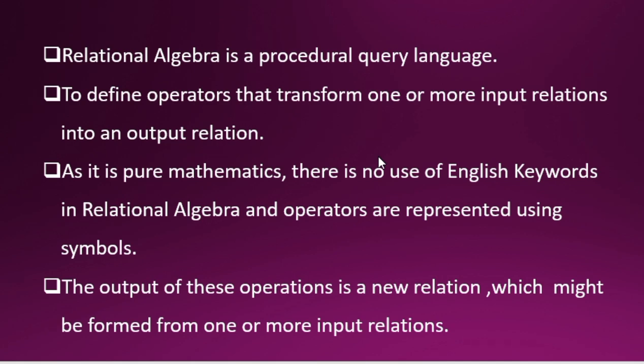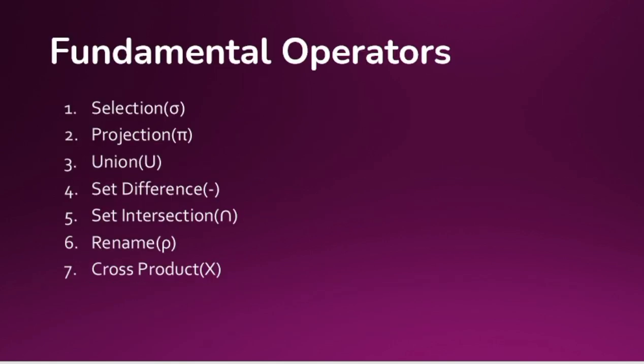The output of these operations is a new relation which might be formed from one or more inputs. So to get an output, it can be from only one input or from many input relations also. There are some fundamental operators in relational algebra. There are 7: selection, projection, union, set difference, set intersection, rename, and the last one is cross product.